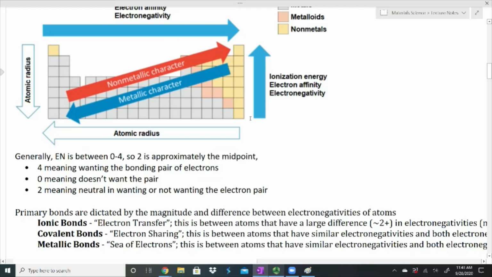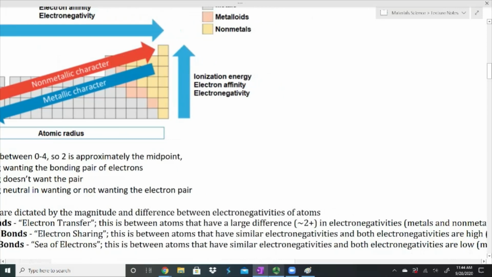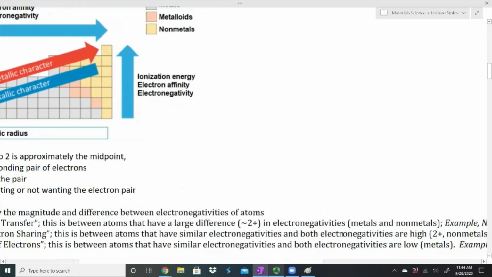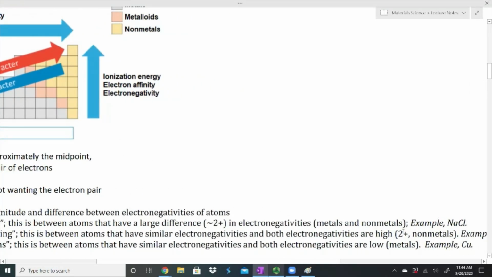Covalent bonds, we often say, are electron sharing. They share their electrons. This is between 2 atoms that don't really want to give up their electrons, but they really, really want them. So it's between atoms that have similar electronegativities, and both electronegativities are high. Meaning that both are normally greater than 2, and these are going to be your nonmetals. It's when atoms in these yellow regions want to bond with each other.